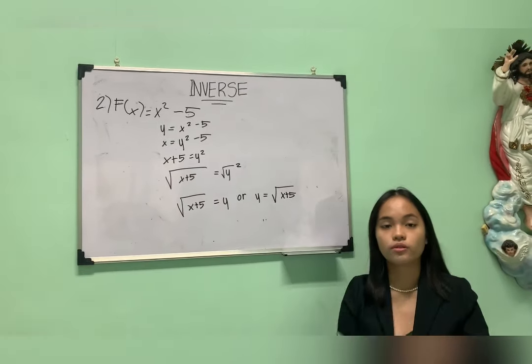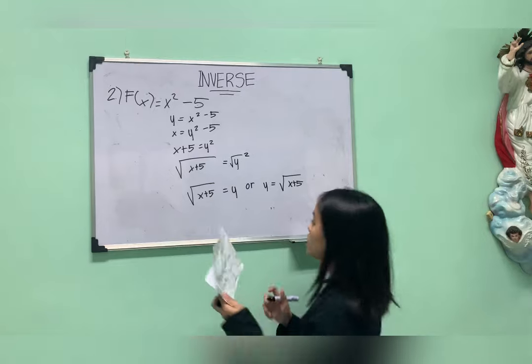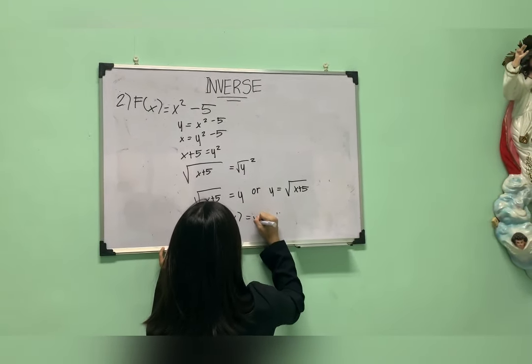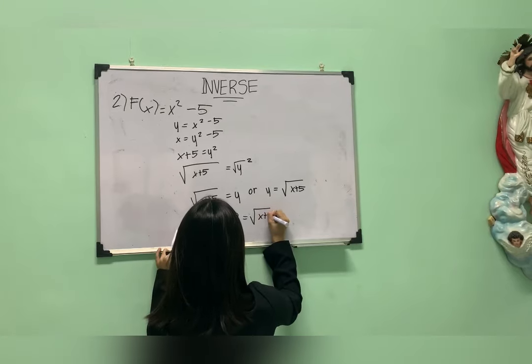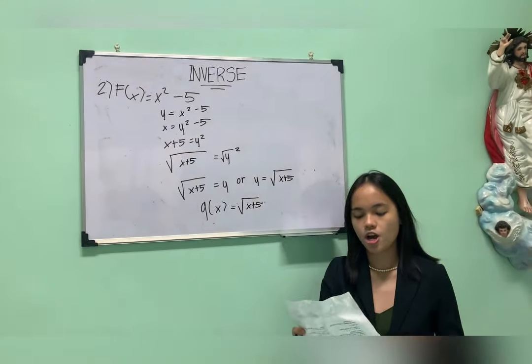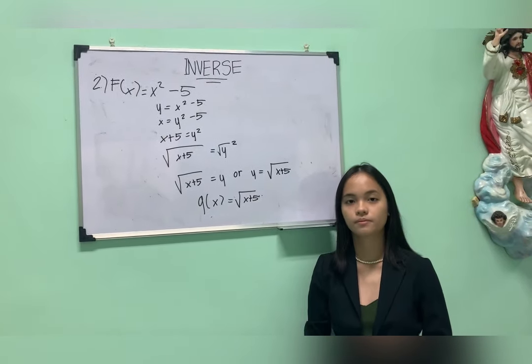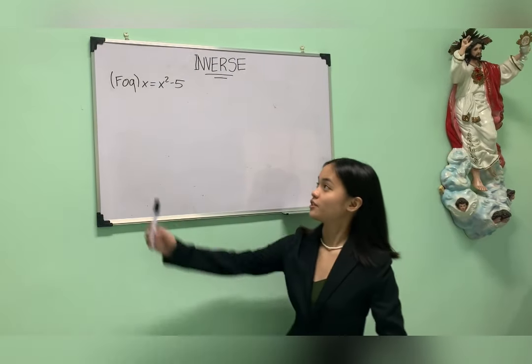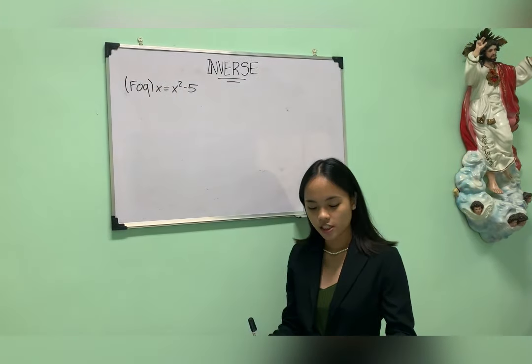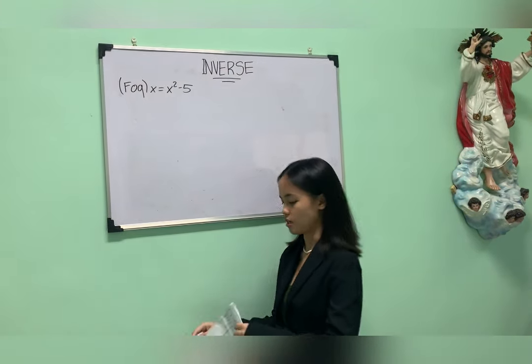Fourth step, denote the inverse as g. So that will become g is equals to square root of x plus 5. Last step, check the inverse by applying composition of function. So, f circle g is equals to x squared minus 5. Substitute x by the g.